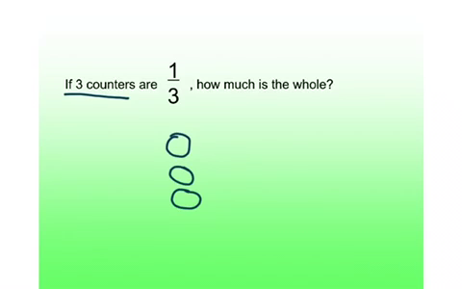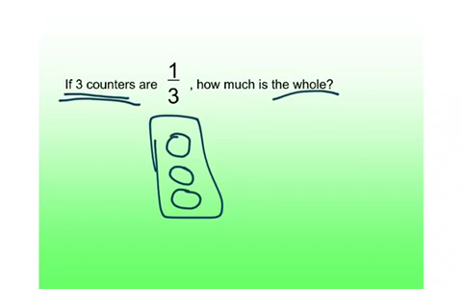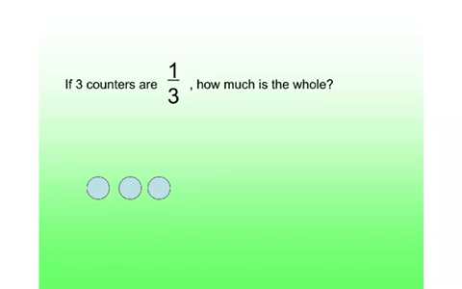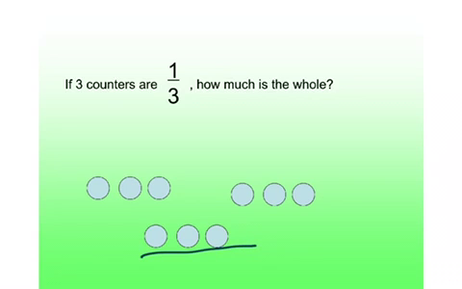Okay, kiddos, so we know that 3 counters is equal to 1/3 of the whole. So there's our 3 counters, and this is 1/3. So we're going to have to figure out what our whole is. Those were our 3 counters like we were talking about, right? Whoop, there's 3 more. And 3 more. So they're saying that there are 3 counters in each third to make up the whole. So the whole is going to have all 3 of those.